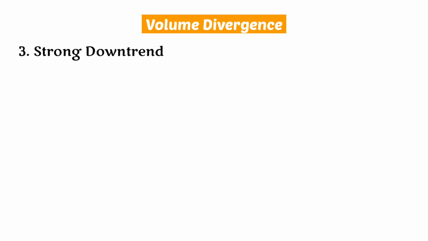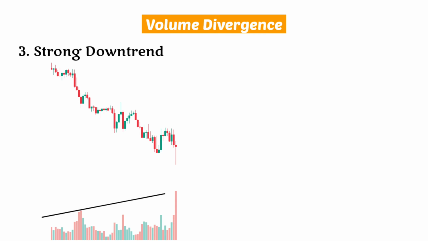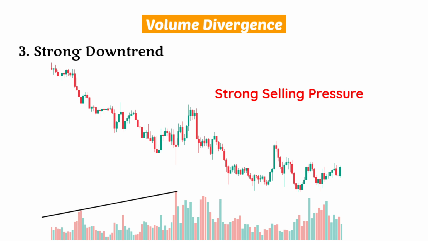The third type is a strong downtrend. When price keeps falling and volume continues increasing, it shows that sellers are still aggressively selling even at lower prices. This indicates strong selling pressure, and during such conditions, we should focus on finding selling opportunities.